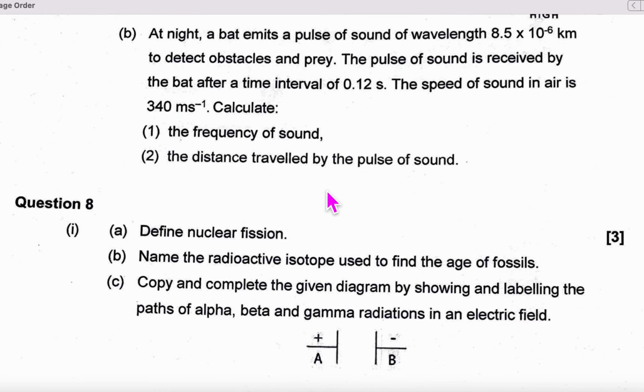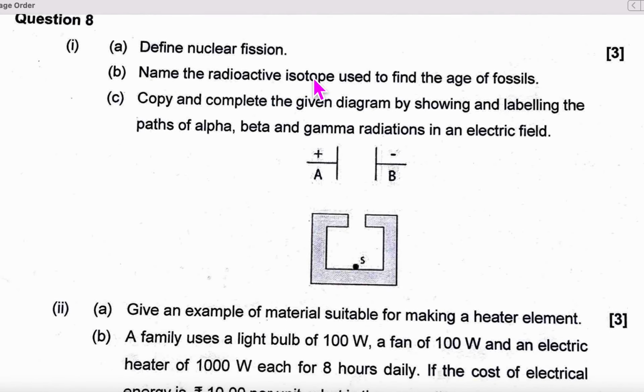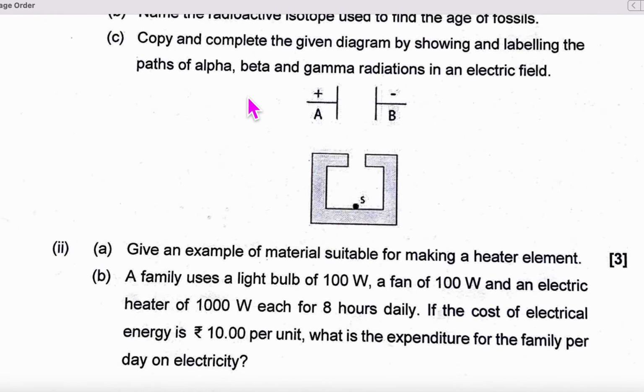Now we have to finish this paper fast. This is definition. Name the radioactive isotope for the age of fossil: it is carbon 14. Correct? Yes. Carbon 14.